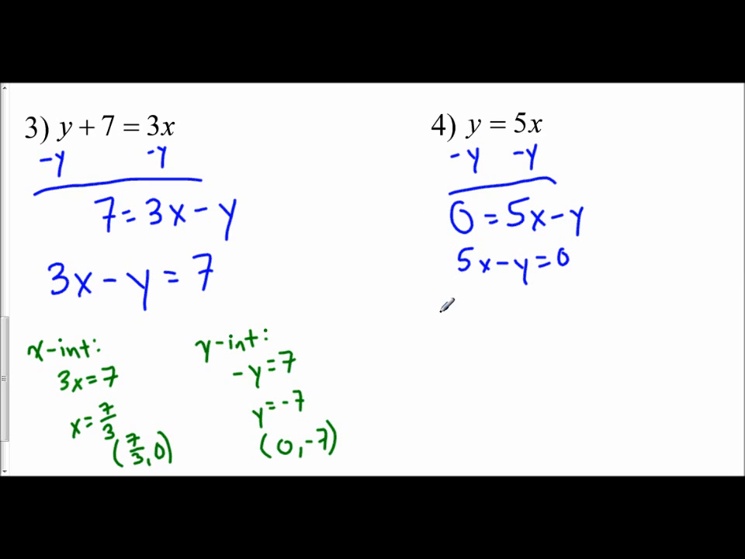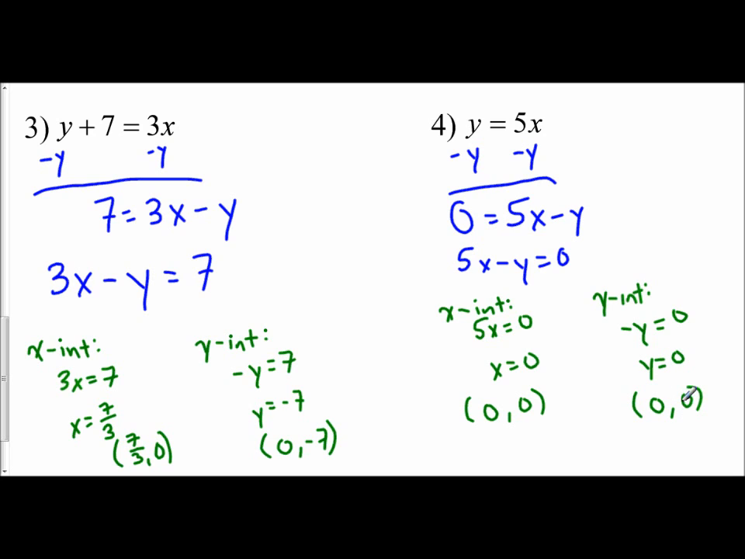To do our x-intercept, we cover up the y, which means I really have 5x equals 0, which means x equals 0. So I have an x-intercept of 0, 0. For your y-intercept, cover up the x term, so negative y equals 0. Divide by negative 1, y is 0. So my y-intercept is 0, 0. So in this example, we notice that both our x-intercept and y-intercept are the same.